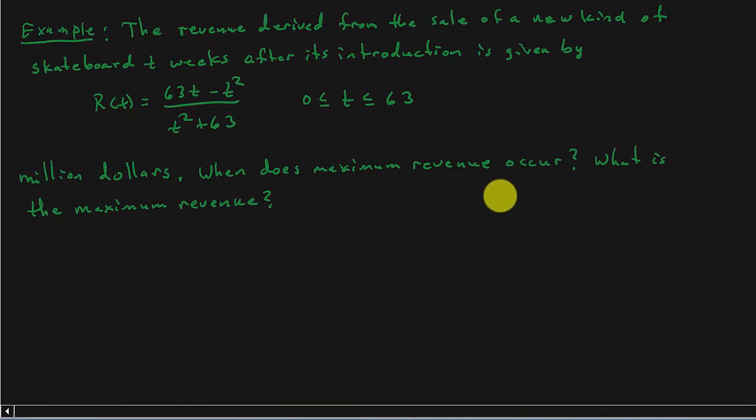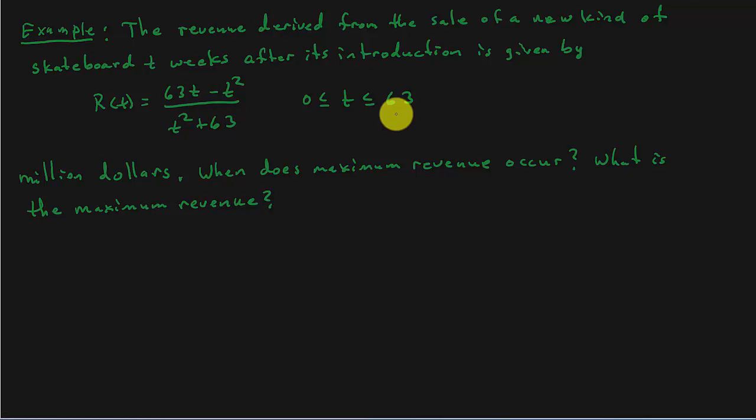All right, the revenue derived from the sale of a new kind of skateboard t weeks after its introduction is given by this. That's the revenue in millions of dollars, and t is between 0 and 63. When does maximum revenue occur? And what is the maximum revenue?